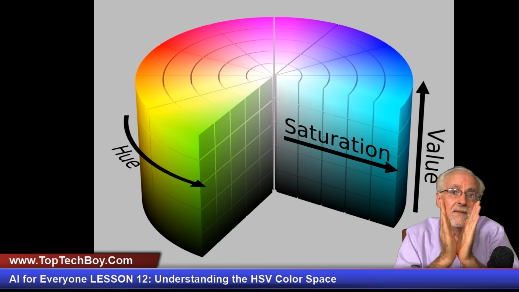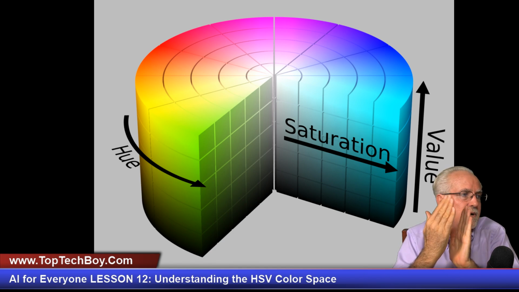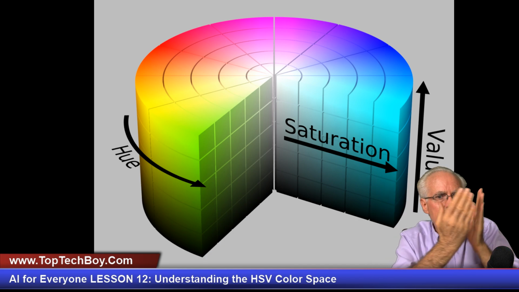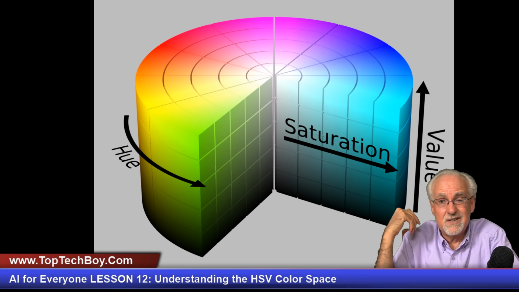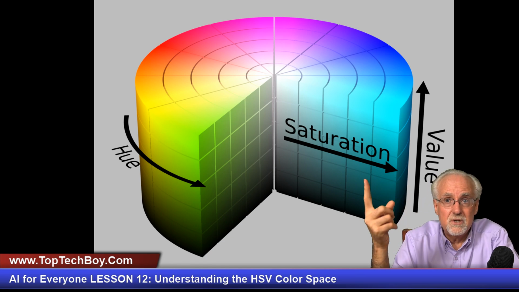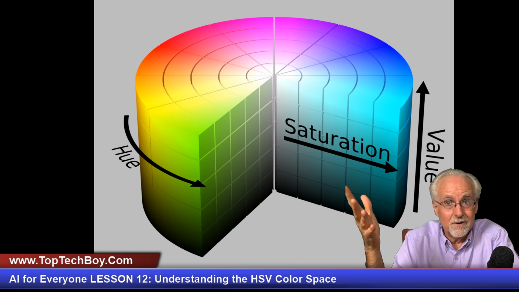You can see that there is red and colors around red, yellow and colors around yellow, blue and colors around blue. And this missing slice is kind of like the greens. All right, so that's the first number, the hue. The way to think of hue is like the color. It's what you think of as color.